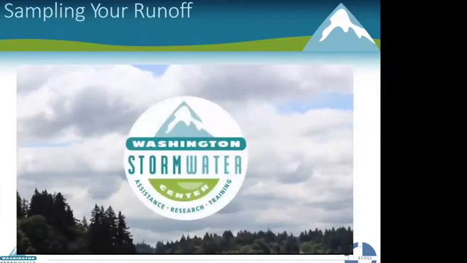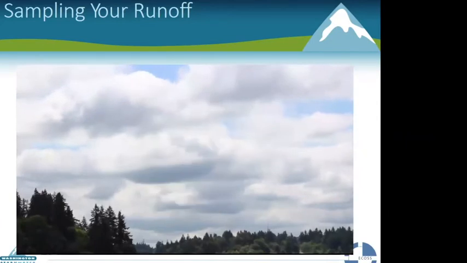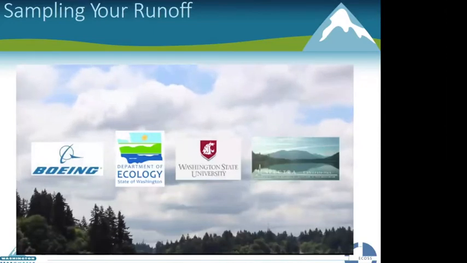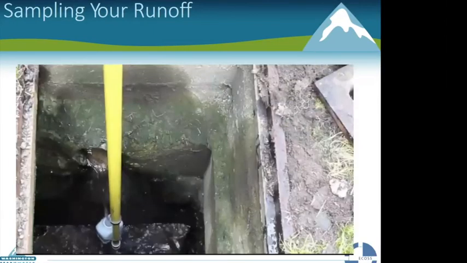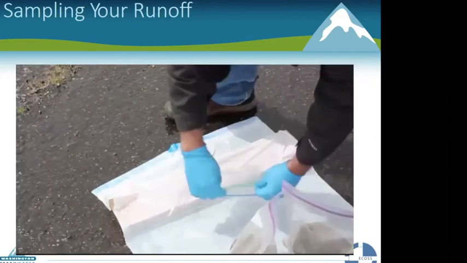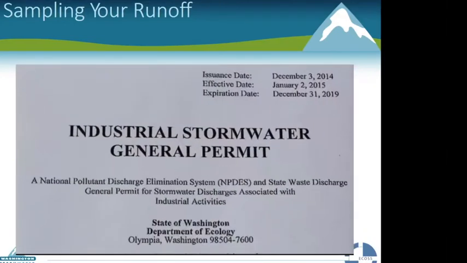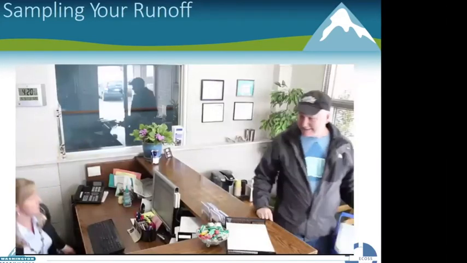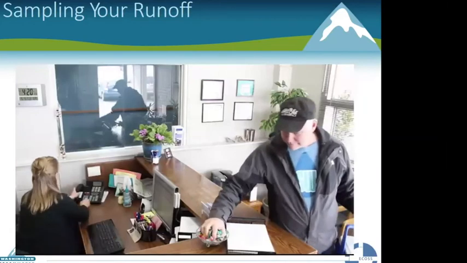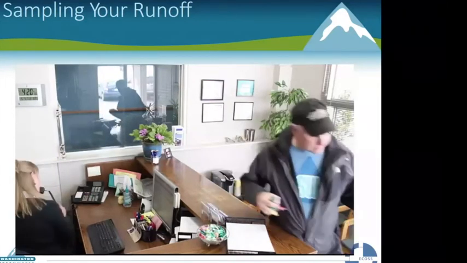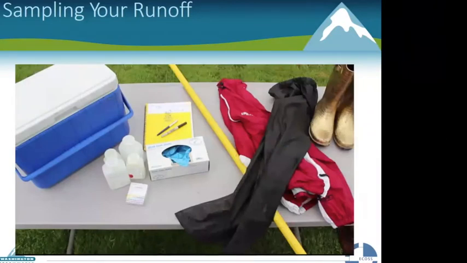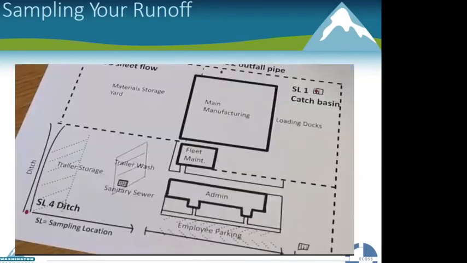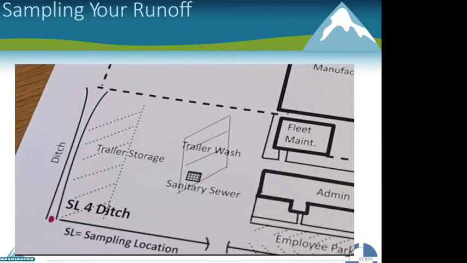This video is brought to you by the Washington Stormwater Center with support from the Boeing Corporation, the Washington State Department of Ecology, Washington State University, and Spectra Laboratories. In this video, we will show you how to sample stormwater for compliance with the Washington State Industrial Stormwater General Permit. We will show you what pollutants to sample for, contacting and discussing your needs with an accredited laboratory, gathering your sampling supplies and equipment, when and how often to sample, where to take a sample, how to sample at each type of discharge location, and what to do when you're done sampling.